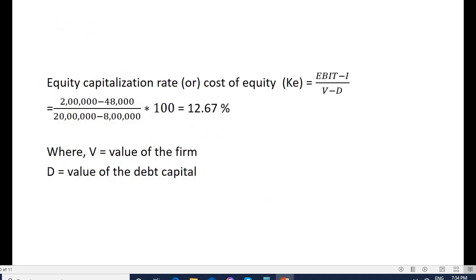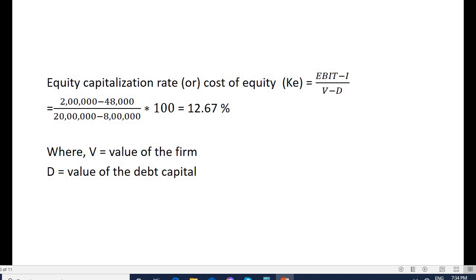So the value of equity is 12 lakh, and the equity capitalization rate formula is EBIT minus I divided by V minus D. EBIT is 2 lakh as given in the problem, minus 48,000, that is 6% of 8 lakh debentures, divided by 20 lakh minus 8 lakh debenture, into 100. So it comes to 12.67%. Here V is the value of the firm and D is the value of debt capital.